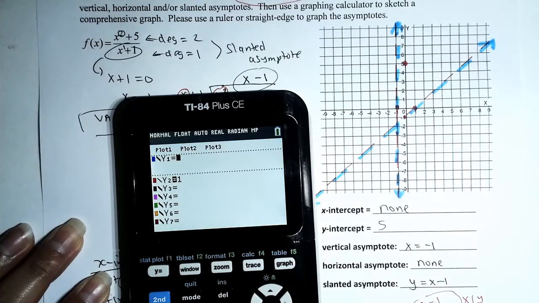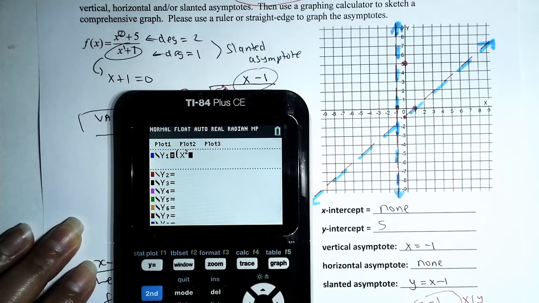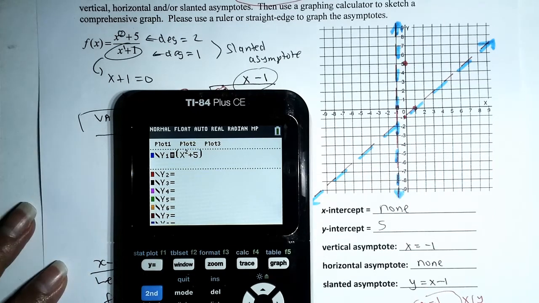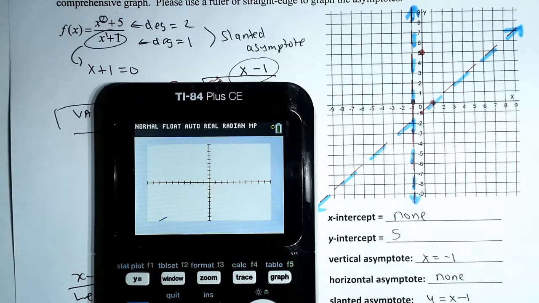Okay, so let's clear this. So we have opened the numerator, x squared plus 5. Remember, and close the numerator. Pause and rewind as many times as needed. All over, open the denominator, x plus 1. Close the denominator, and then we'll hit graph.